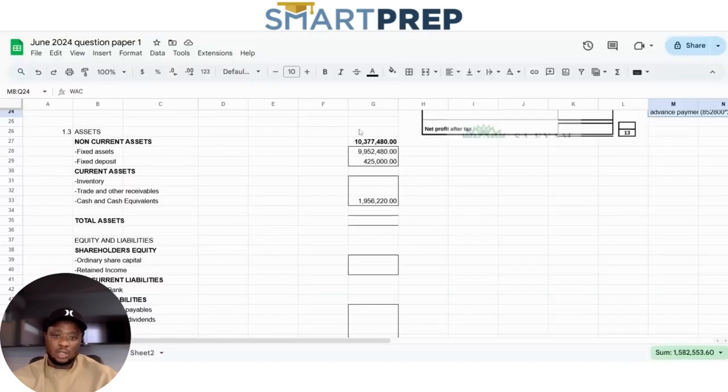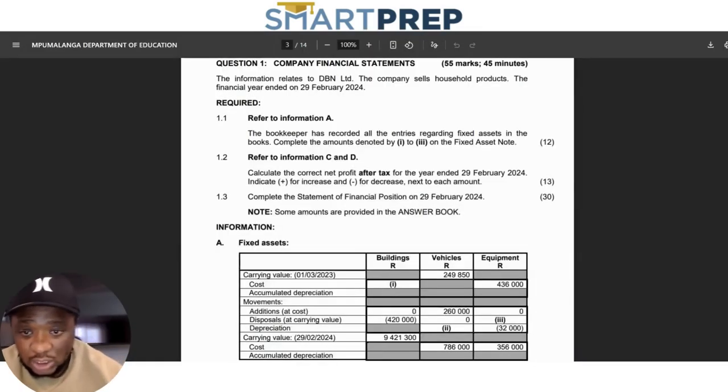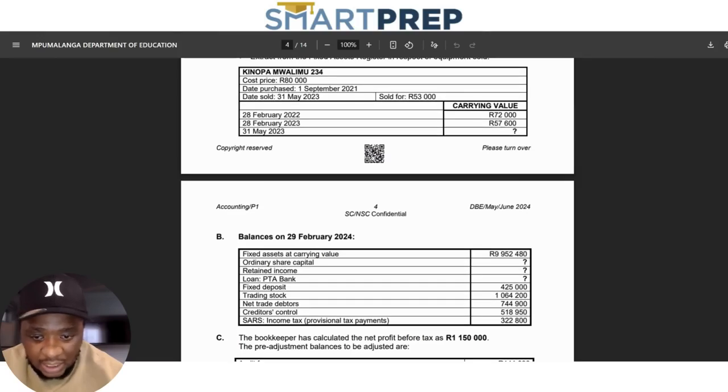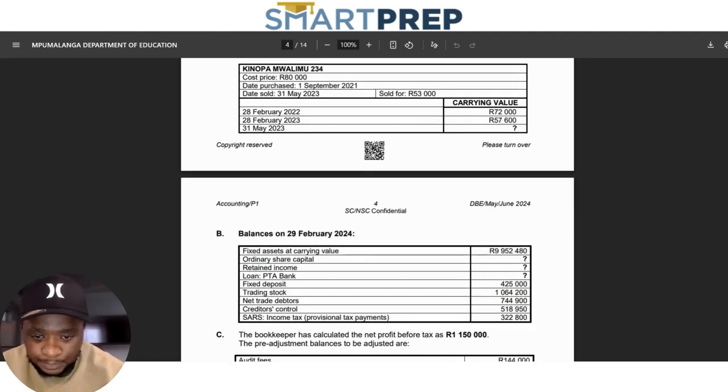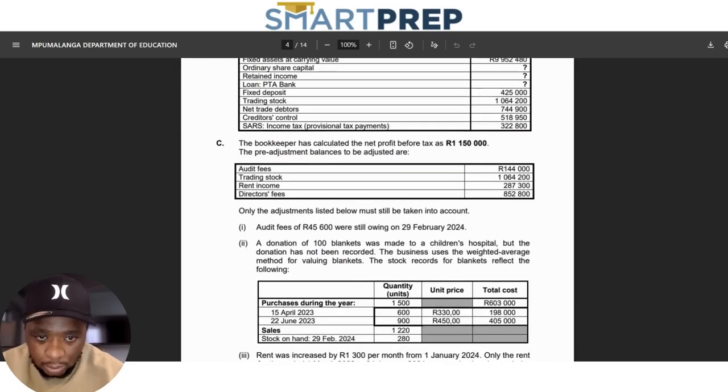Starting off with our assets, that's pretty much done. So we're going to now move into inventory. We know that inventory will include the trading stock as well as the consumable stores on hand. So let's try and find that information and see how we can use it. Information A doesn't give much in terms of inventory. Information B has a list of balances, and we have a balance here for trading stock amounting to 1,064,200. Let's also look if there's any information that affects consumable stores on hand.